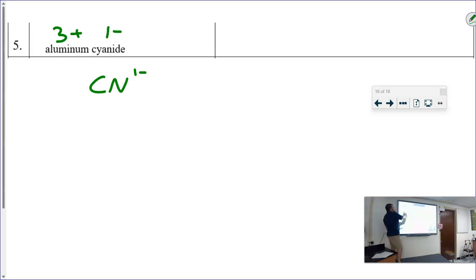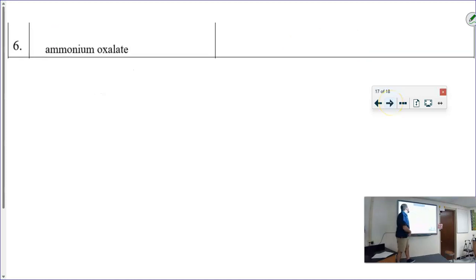Okay, so I've got a 3+, I've got a 1-. Again, what's the goal? I need it to be neutral. So here I go. I have Al, parentheses, CN, 3. If I have 3 of those cyanides, that's a 3-. If I have 1 of the aluminums, that's a 3+. 3+, 3-. Life is good. 2 more.